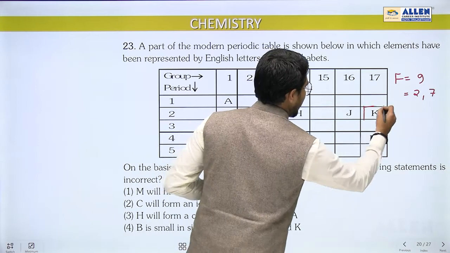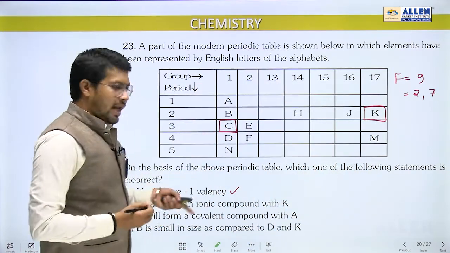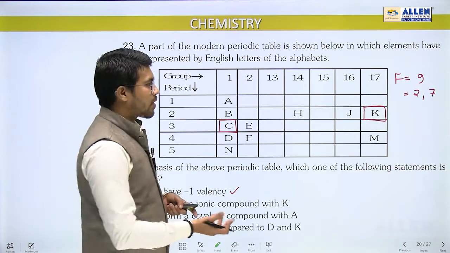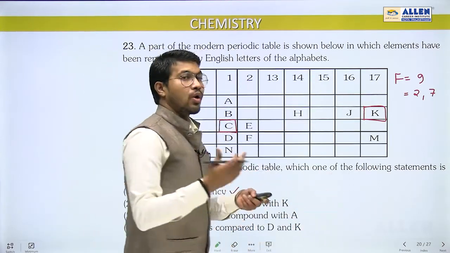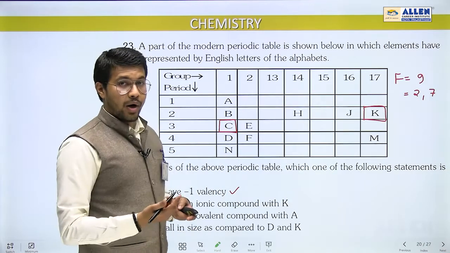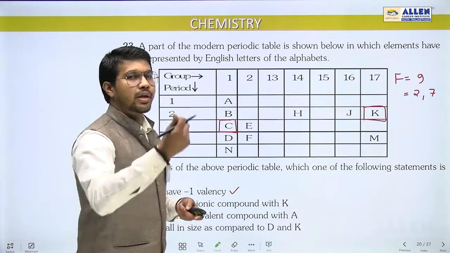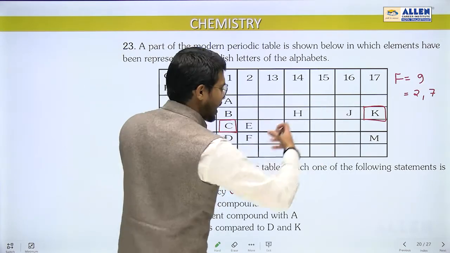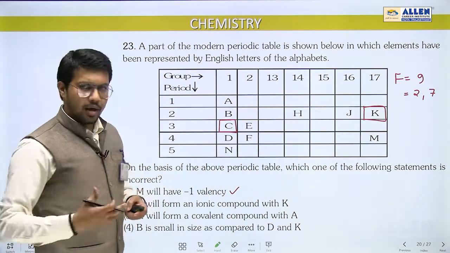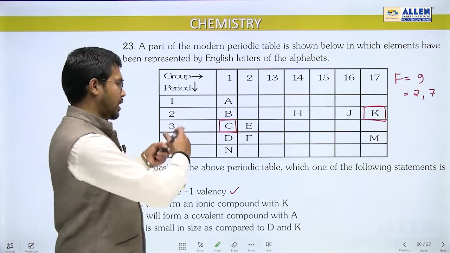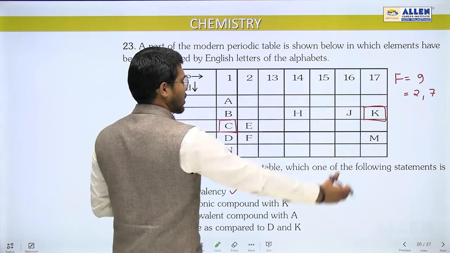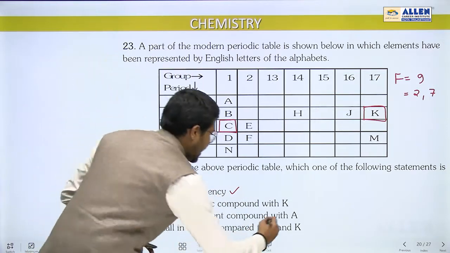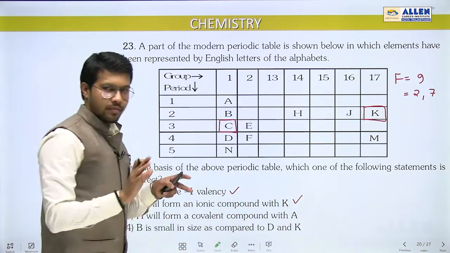Okay, see, group 1 elements, they are what? They are metals obviously, so they will lose electron, and 17th group, they are non-metals and they require only one electron to achieve nearest noble gas configuration. So yes, obviously whenever C and K will react with each other, they will form ionic compound. That means complete transfer of electron will take place from C to K. So statement second is also right, correct.